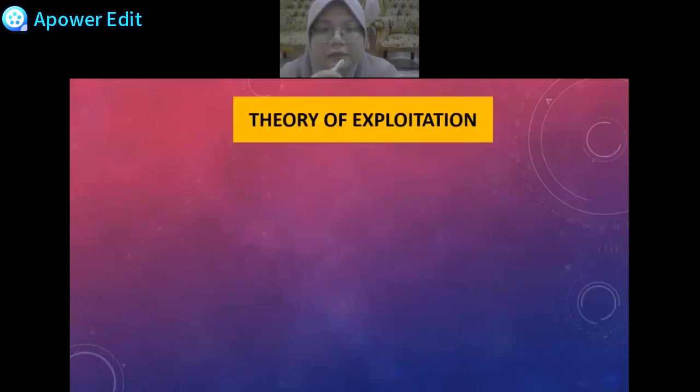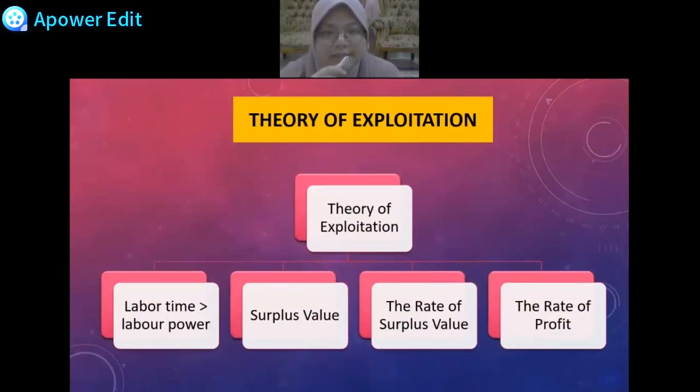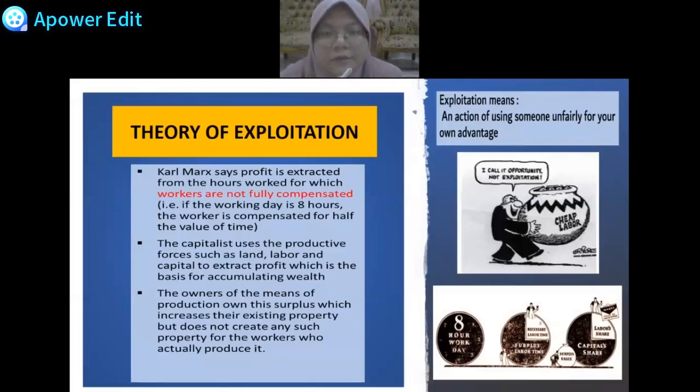Theory of exploitation. In this theory, there are labor time, labor power, surplus value, the rate of surplus value, and the rate of profit. So what is exploitation? Exploitation is an action of using someone unfairly for your own advantage. Karl Marx says that profit is extracted from the hours worked, for which workers are not fully compensated. If the working day is 8 hours, the worker is compensated for half the value of time.